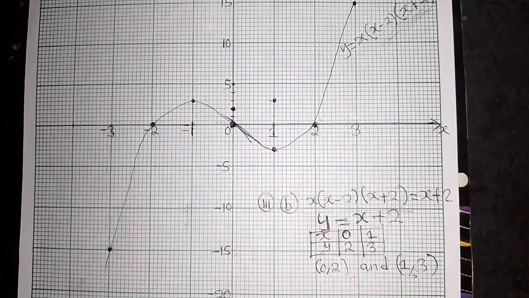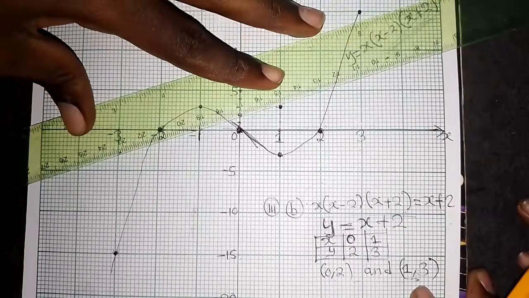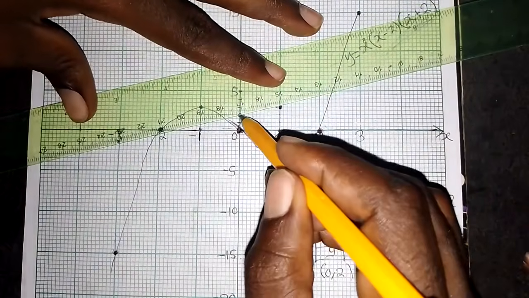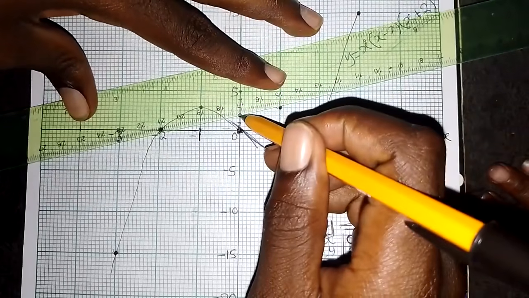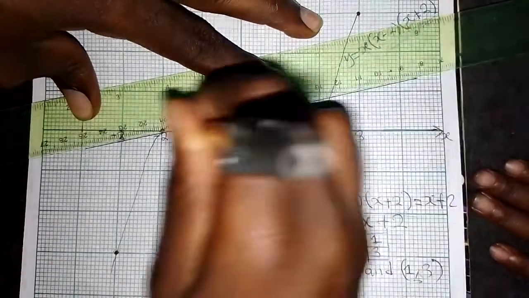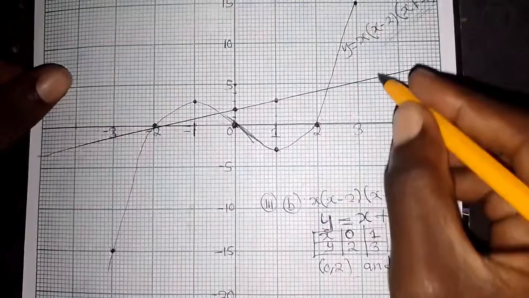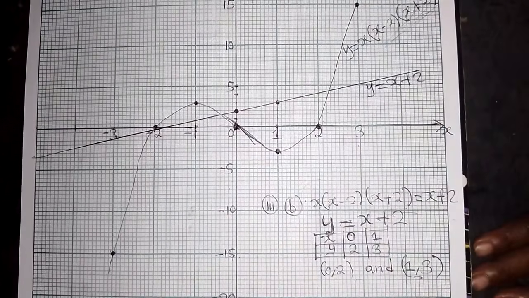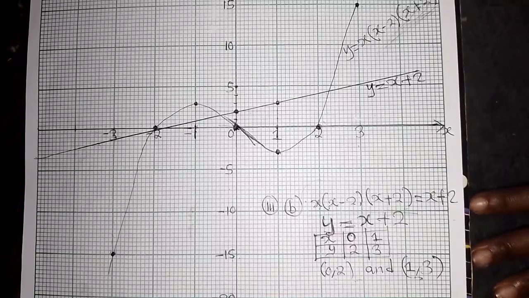You join them using a ruler like this. It is passing here and there. You just join them like this. So this line that I've written here is y is equal to x plus 2. Then where is it cutting the x-axis? Where is it cutting the curve?